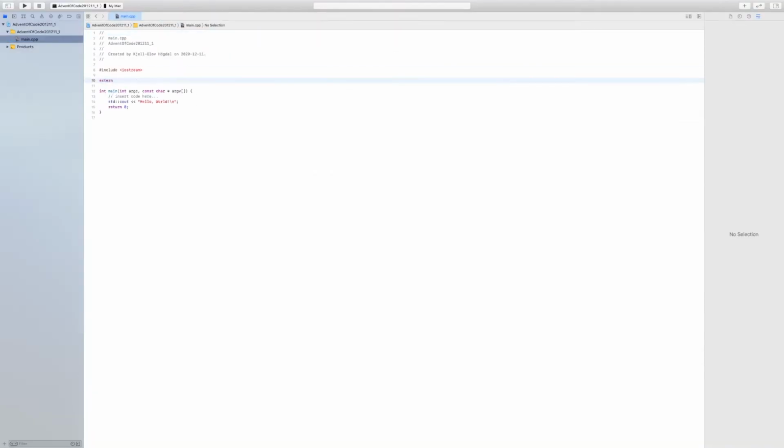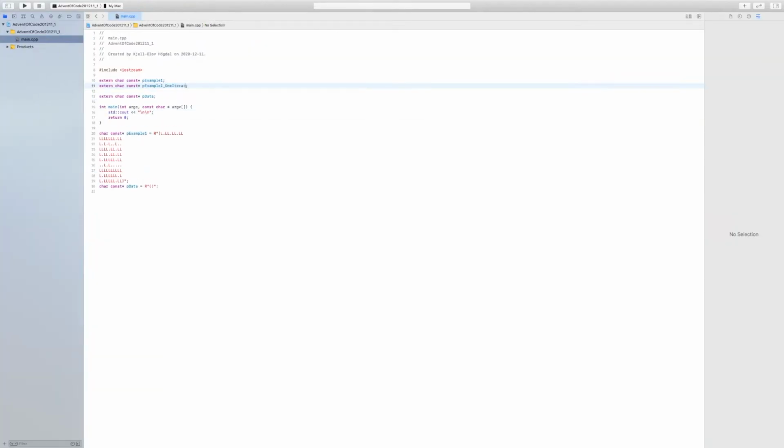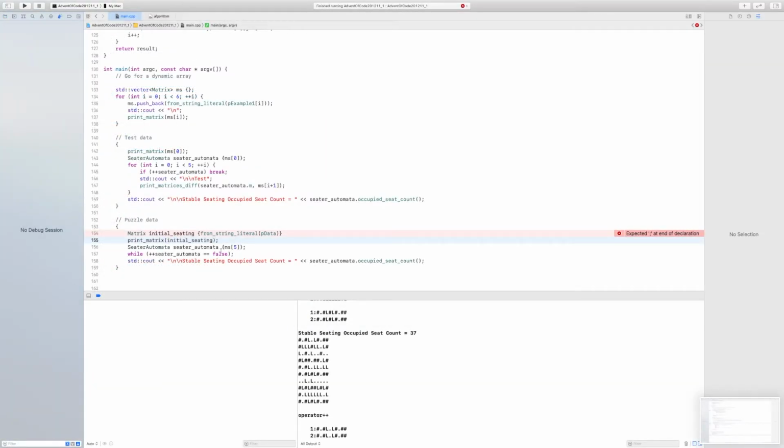For solving this problem, we need a matrix that maps where the seats are and if they are occupied or not. This is what we get as input data. Then we transform this matrix according to the seating rules, and keep doing this until people stop moving around. Seating is stable. The puzzle result is then the number of occupied seats for the stable seating.